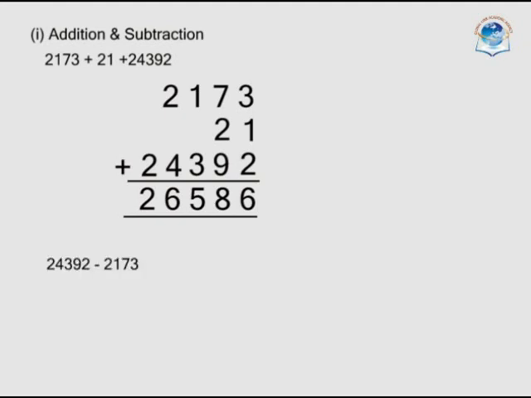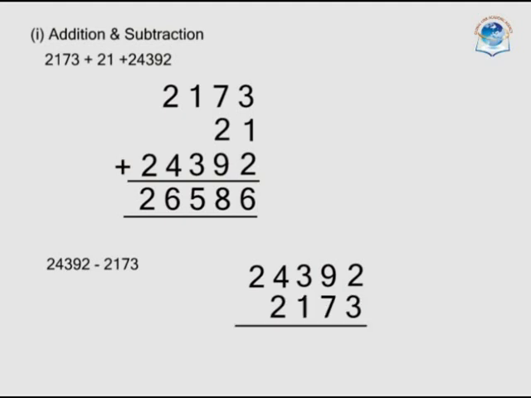If we had 24,392, subtract 2,173. Write the first number, 24,392. The next number you write it from the right. Have 3, 7, 1, and 2, and then put a minus in front. If you do that, you'll have 22,219.